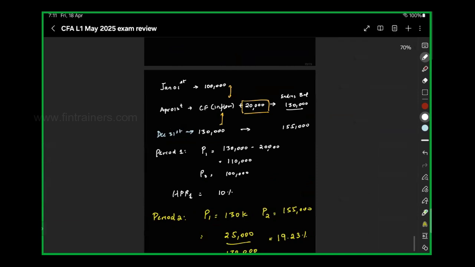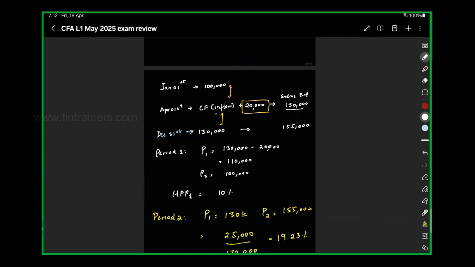U1 is asking, why are we removing the 20,000? See, we are looking to calculate the holding period return. This 20,000 was not invested at the start on Jan 1st. It was invested on April 1st. So when I'm looking at the return, that 20,000 is not a capital appreciation or a return. So I can't include that in my holding period return.